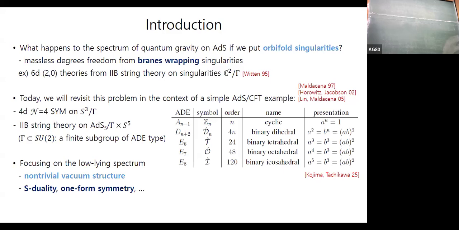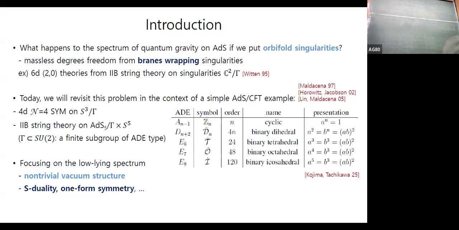been discussing so far. So we want to study N=4 super Yang-Mills on S3 mod gamma, which will be dual to type IIB string theory on AdS5 mod gamma times S5. So yeah, the orbifold is on the S3, not the S5. In the dual picture, the orbifold fixed point will be at the center of AdS.